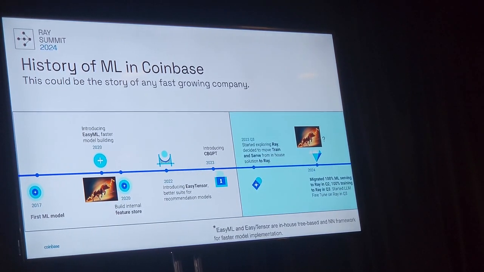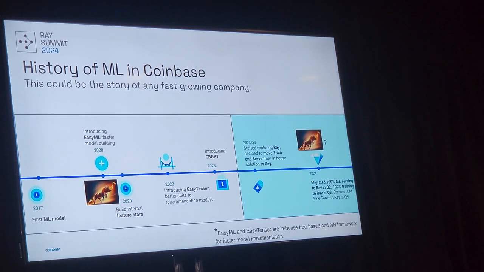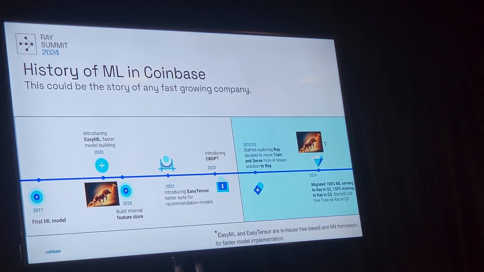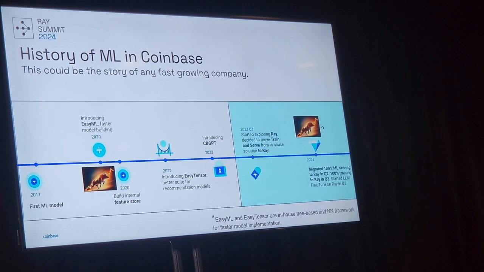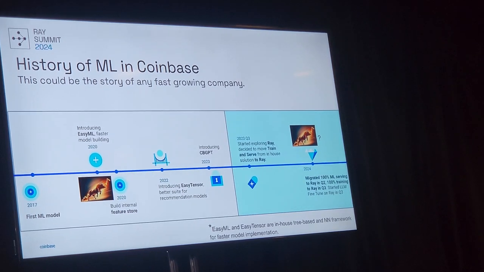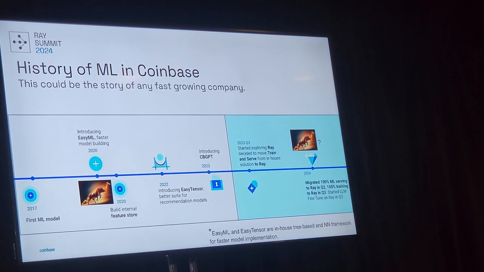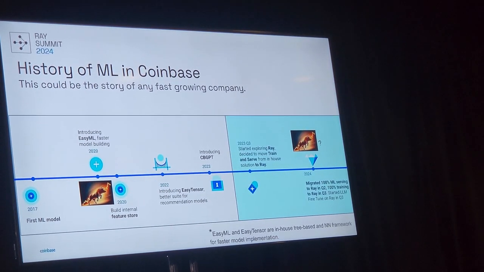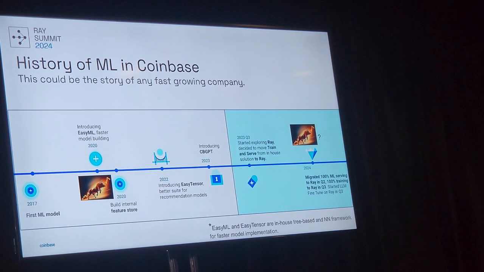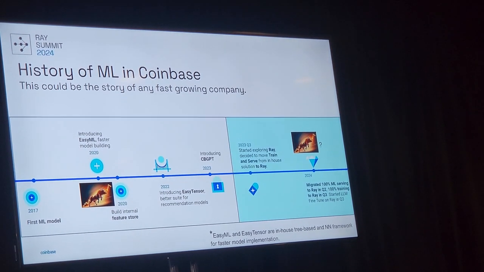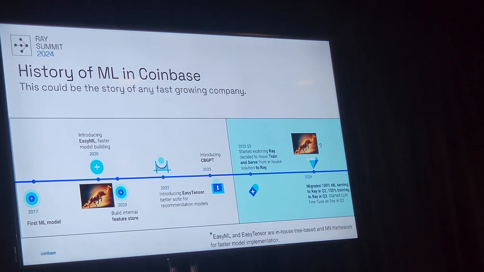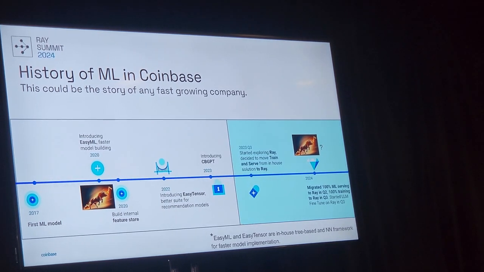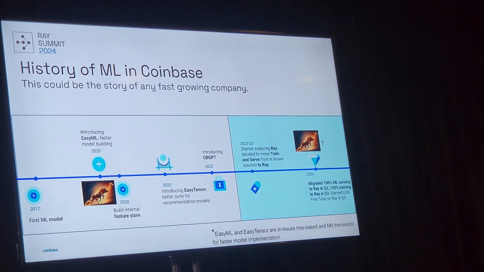In 2020, we also built our internal feature store. In 2022, we introduced Easy Tensor, which is better suited for our recommendation systems and models. In 2023, we introduced CBGPT, as you can tell from the name, about GPT helping internal or external chatbots or internal tooling. In 2023 Q3, last year, exactly the same time, we joined Ray Summit 2023, and we were interested in this tech.